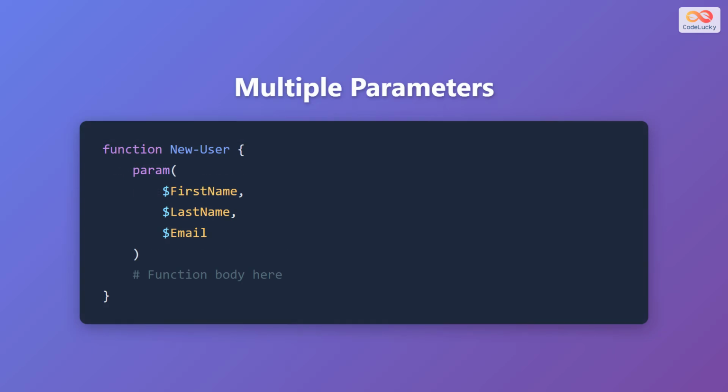Functions aren't limited to just one parameter. You can define multiple parameters by separating them with commas inside the param block. In this example, the New-User function accepts 3 parameters: FirstName, LastName, and Email. Each parameter is listed on its own line for better readability. When you call this function, you can provide values for all 3 parameters, and the function can use them to perform its task. Multiple parameters give your functions even more flexibility, allowing them to handle complex operations that require several pieces of information.